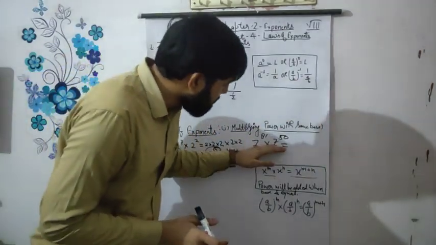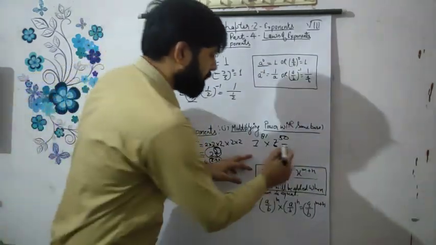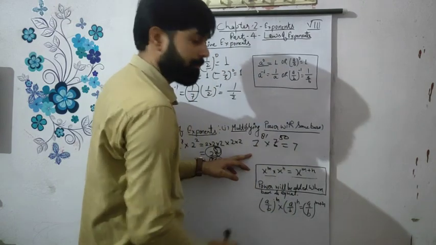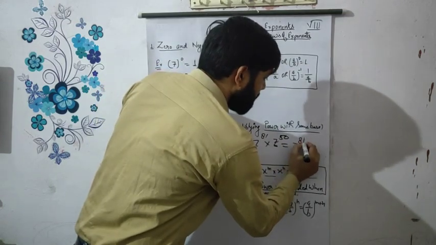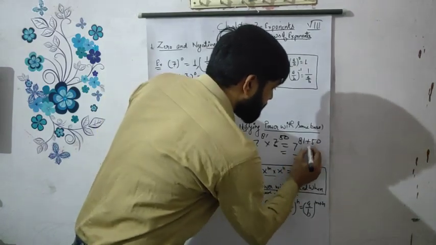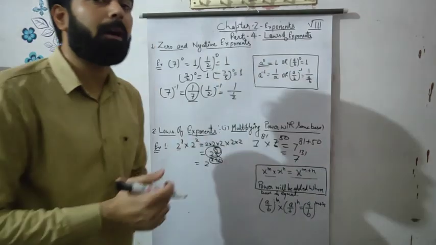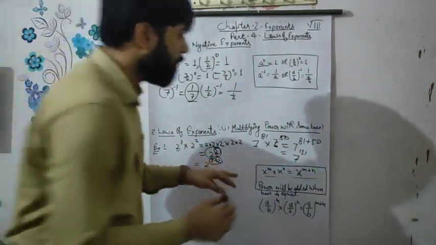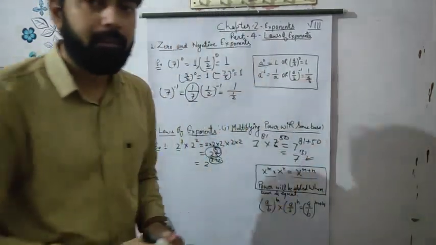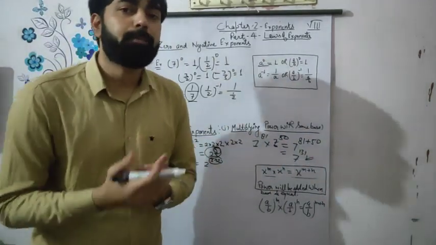Firstly we match the bases. If the bases are equal, then we can add the powers. So how can we write? 7, then 81 plus 50. Add both numbers: 81 plus 50 is 131. Then 7 raised to the power 131. This is the answer. For this type of question we can use the laws of exponent.